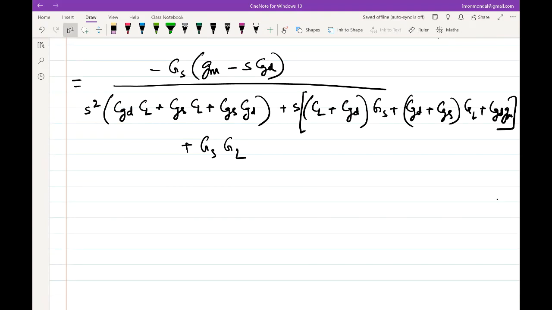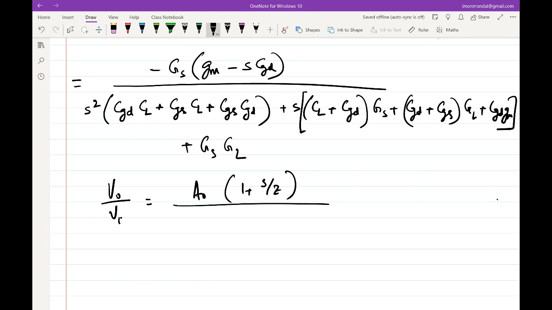Which means that I can express V0 over Vi in a generic form as some DC gain A0 times (1 plus S by Z) over (1 plus S by P1) times (1 plus S by P2). Again, I'm not writing P1 and P2 as minus P1, minus P2 because the assumption is that if this is stable, then poles will be on the left half plane, right? Okay, fine.